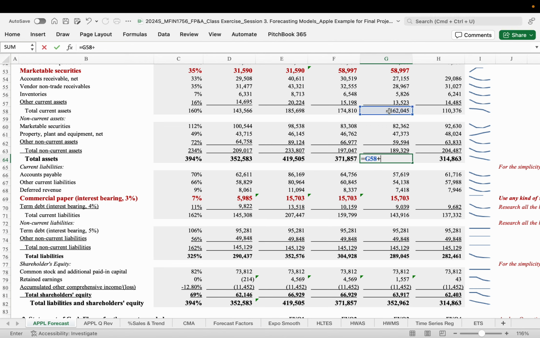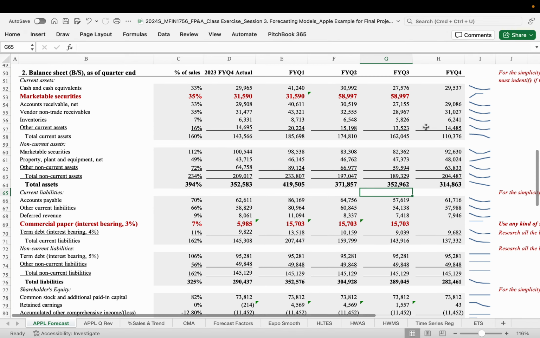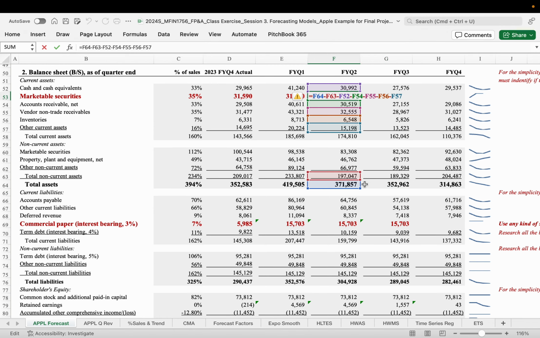Total current asset plus total non-current asset. So which one is bigger? It's almost the same, but yes, total current liabilities and shareholders' equity is bigger, right? Then now let's link this, because we already have the same case, right?